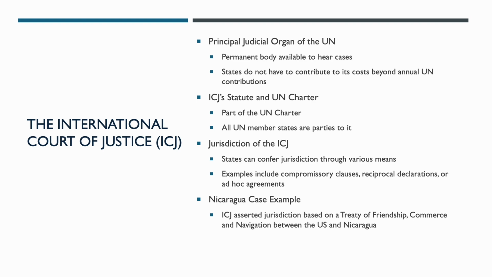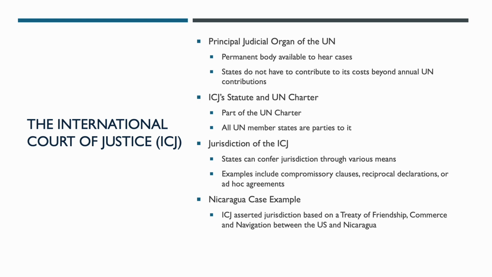The ICJ, or the International Court of Justice, is the principal judicial organ of the United Nations. It is a permanent body, always available to hear cases, and states do not have to contribute to its costs beyond their annual UN contributions. The ICJ Statute is a part of the UN Charter, and all UN member states are parties to it. True, this does not mean they have consented to the ICJ's jurisdiction in every dispute.